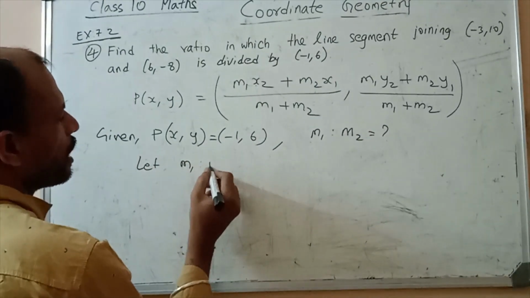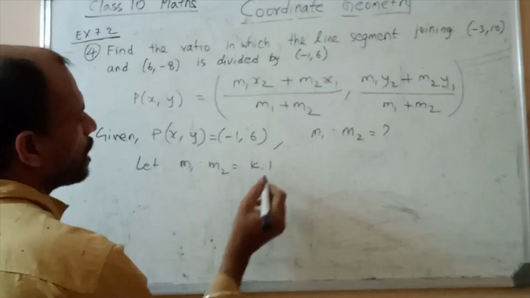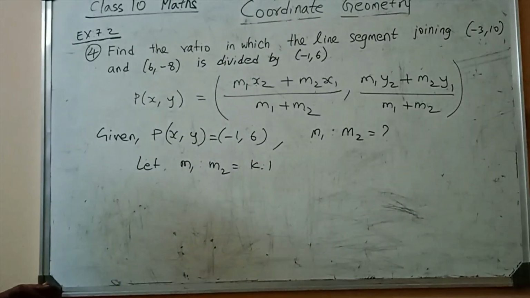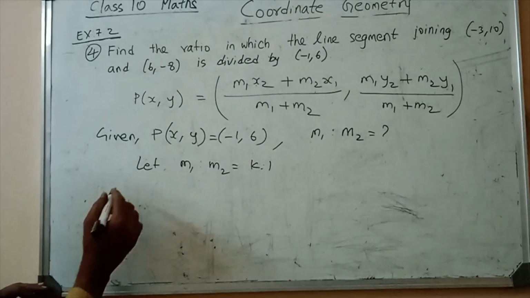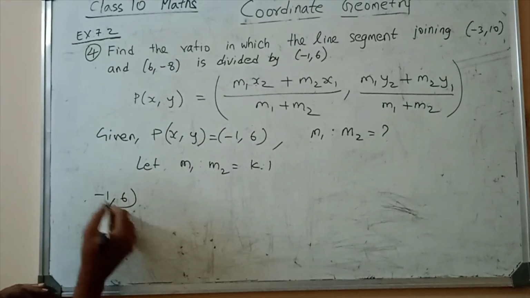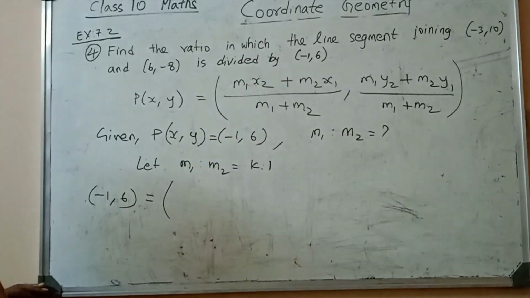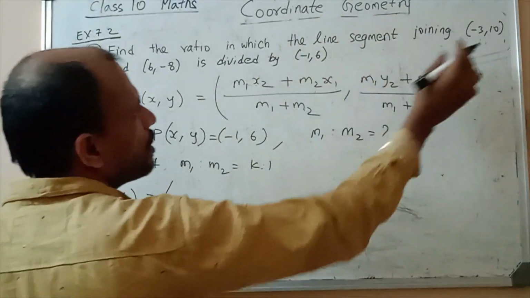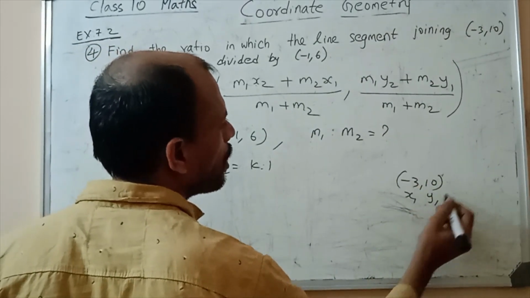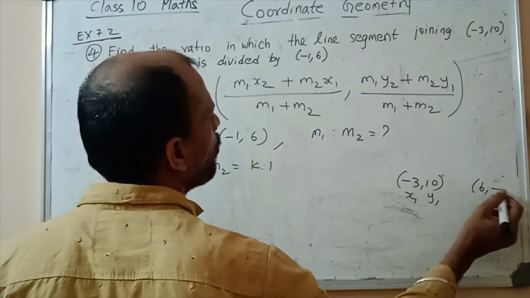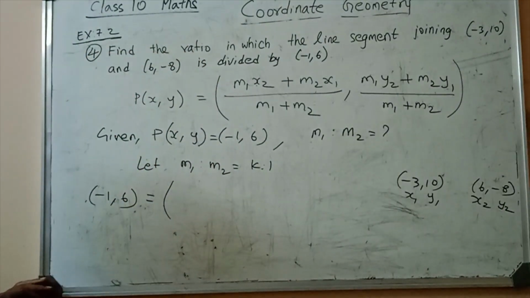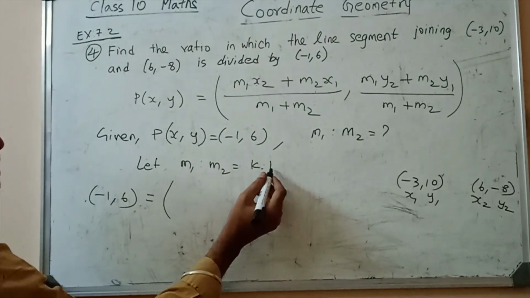So let m1 is to m2 be equal to k is to 1. I am assuming it like that. Finally, I am going to replace the k by the obtained ratio. Okay. So here P of x comma y, that is minus 1 comma 6, is equal to m1 x2. First write what x1 y1 and x2 y2 are. Minus 3 comma 10 is x1 y1 and 6 comma minus 8 is x2 y2. Okay, so in m1 x2, instead of m1 I am assuming k, and m2 as 1.